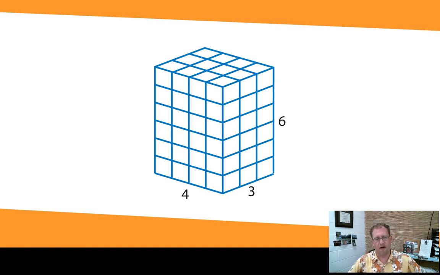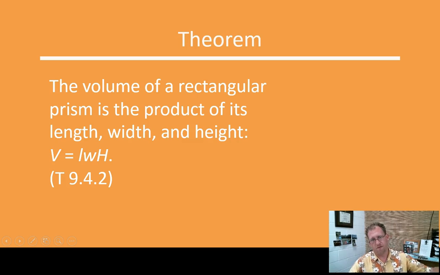Well, you probably thought, oh, it's 4 by 3 that gives me the area of the base, and then I bet it's just times 6. 4 times 3 is 12, times 6 is 72. And you'd be right. Look, you just figured out your own geometry theorem. Praise the Lord for your brain. Let's move on. Theorem 9.4.2 is this, but you already know that because you figured it out.